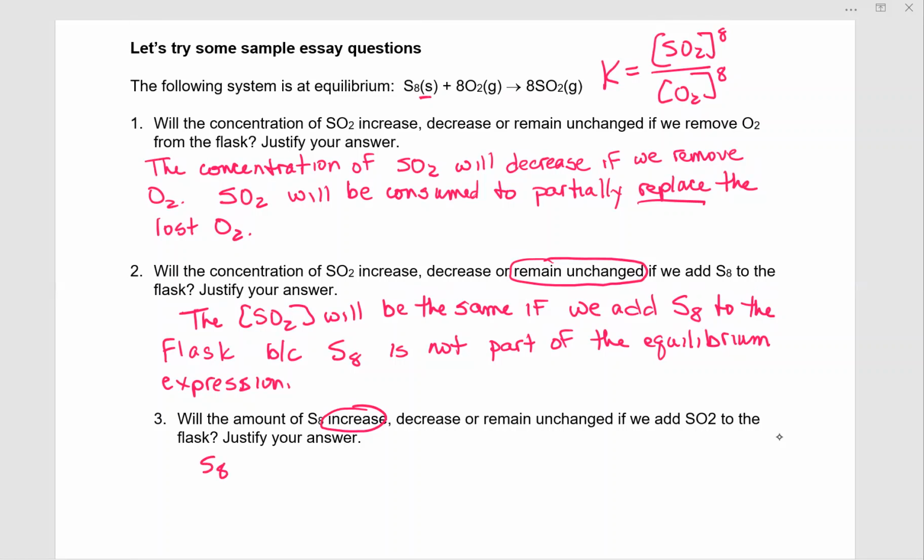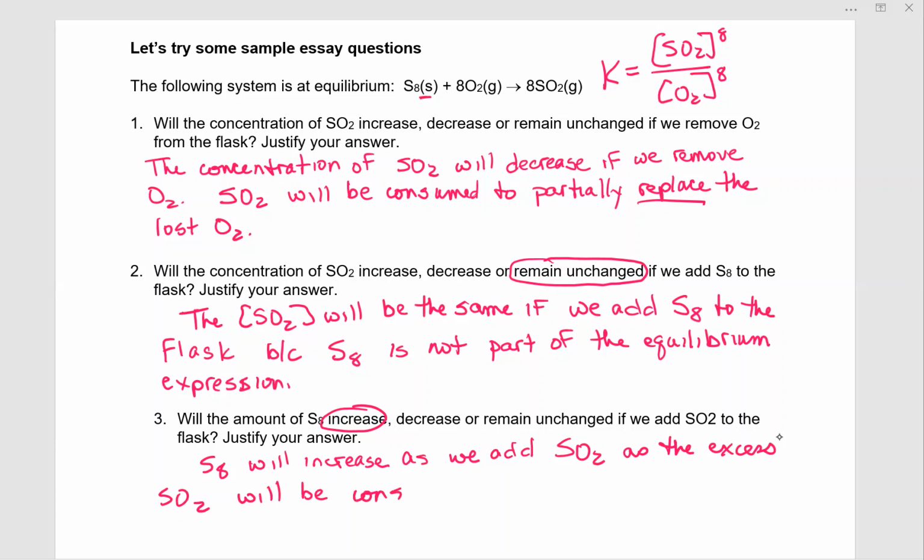S8 will increase as we add SO2, as the excess SO2 will be consumed. There's that term, consumed, and produce more S8.